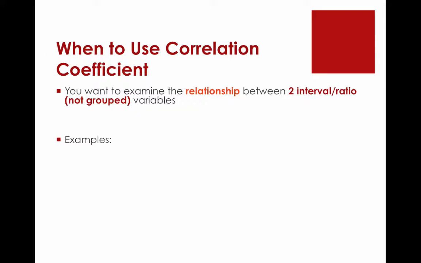So we use correlation coefficient when we want to examine the relationship, the association, the connectedness, the correlation, all of these synonyms between two ungrouped interval ratio variables. So we don't have grouped interval ratio variables. Even though they're interval and ratio, because they're grouped, we cannot run a correlation coefficient. So we only use correlation coefficient when we have ungrouped interval ratio variables.